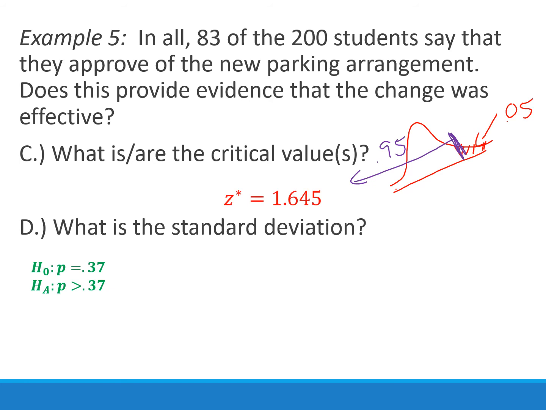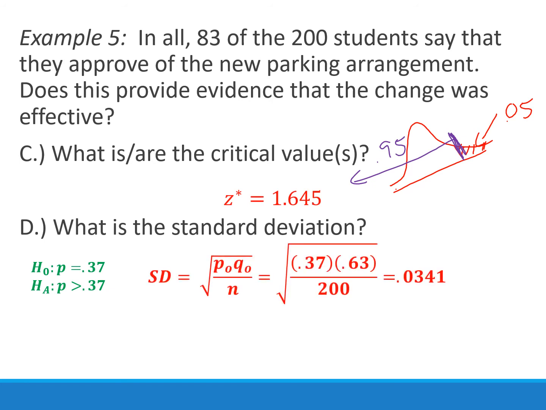We get a z-score of 1.645. Standard deviation is based on this null hypothesis value. The whole test is assuming that this is actually true. 0.37 times 0.63, divide by the sample size of 200, square root that, and we get 0.0341.